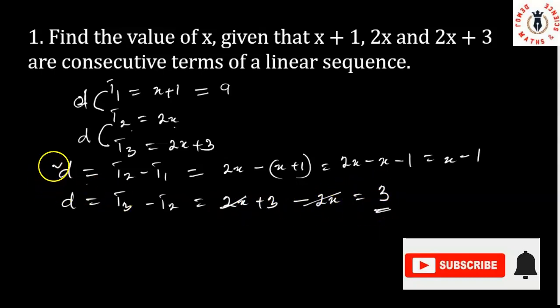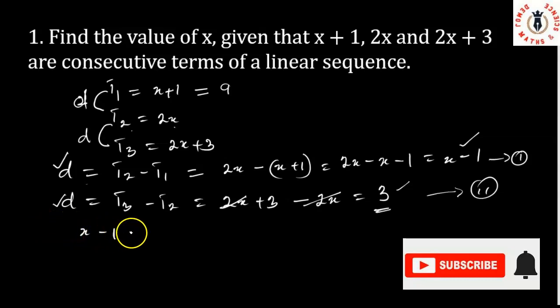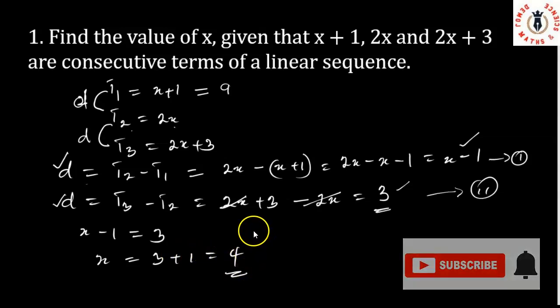Now, if d from here is equal to x minus 1, and d from here is equal to 3, and we're asked to find the value of x, we can equate. Let's call this our equation 1, and let's call this our equation 2. I can equate both equations and say that x minus 1 is equal to 3. So that x now will be equal to 3 plus 1, which is equal to 4. So the value of x for this question is 4. Now let's see the second.